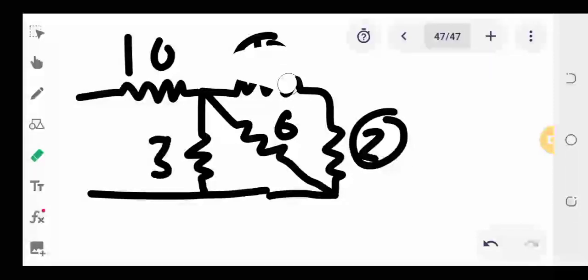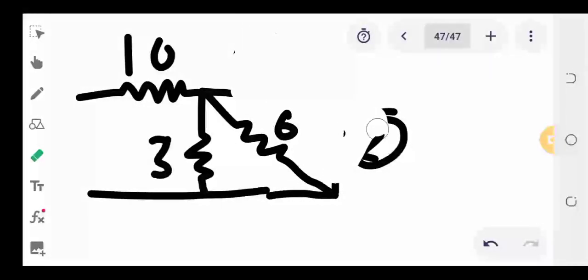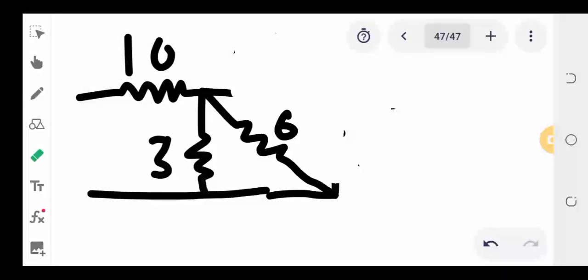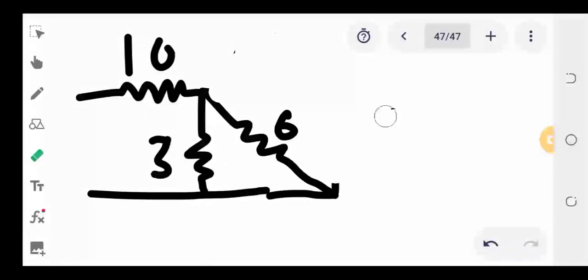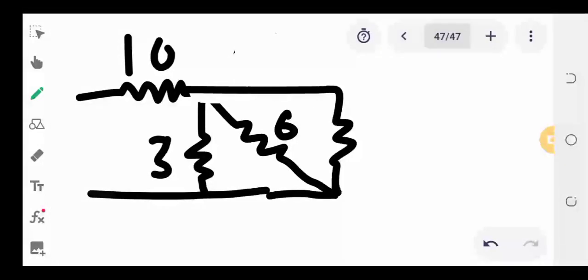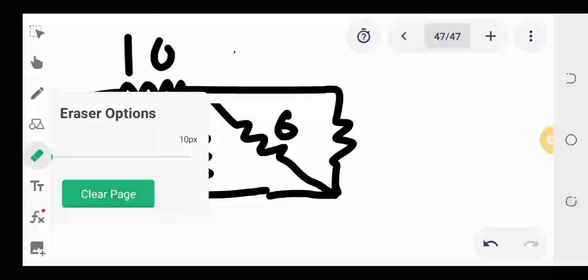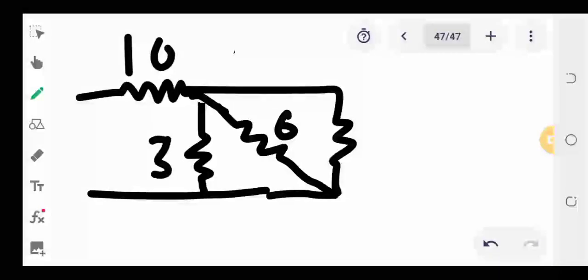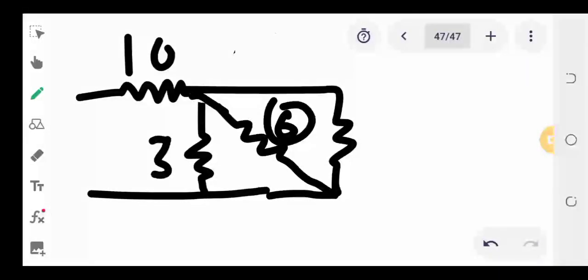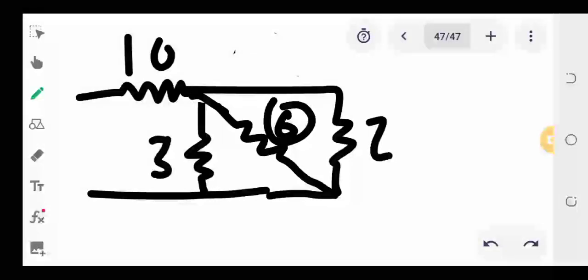So let me combine them directly. So I have to add them. So adding this, I'm getting this. So in this case, let me label this part. This is the 2. This is 1 plus 3. 1 plus 2, I'm getting 3 ohms.